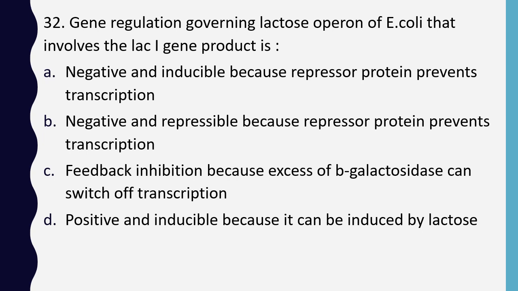Question number 32. Gene regulation governing lactose operon of E. coli that involves the LAC-I gene product is negative and inducible because repressor protein prevents transcription, negative and repressible because repressor protein prevents transcription, feedback inhibition because excess of beta galactosidase can switch off transcription, positive and inducible because it can be induced by lactose. Gene regulation governing lac operon of E. coli that involves the LAC-I gene is. Correct answer is option A, negative and inducible because repressor protein prevents transcription.